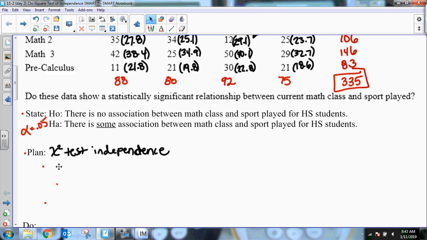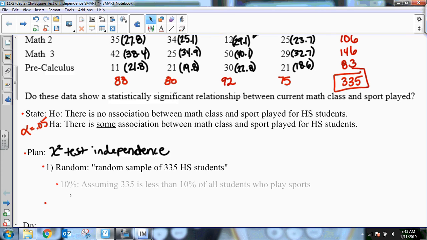Hopefully you have tried it yourself. You should have done the random condition. It's one random sample of 335 high school students. We had to check the 10% condition since we took an SRS. So I'm saying here, assuming 335 is less than 10% of all students who play sports, because we don't actually know what school we took this from. If we took it from Redwood, we actually would not be hitting the 10% condition. So we're just assuming that we have enough people here. So I kind of add in that word when I'm not 100% sure, okay?